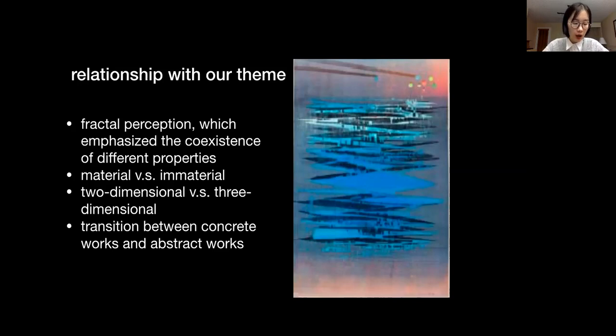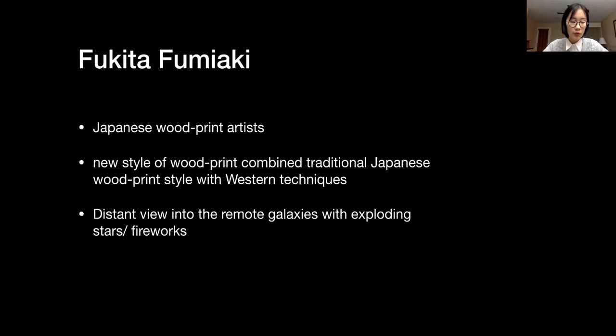The author of this work, FUMIAKI, is one of those Japanese printmakers who surprised the art world with a new style of modern prints after 1945. He combined the tradition of Japanese woodblock printmaking with Western techniques and ventured into new design subjects. Some people claim that his prints look like a distant view into remote galaxies with exploding stars. Born in 1926 on the island of Shikoku, he began his career as an art teacher at an elementary school.